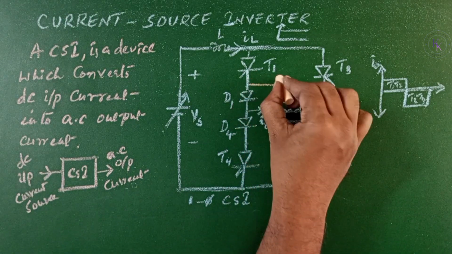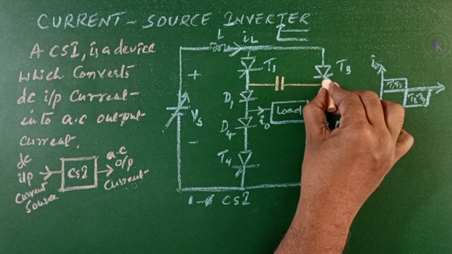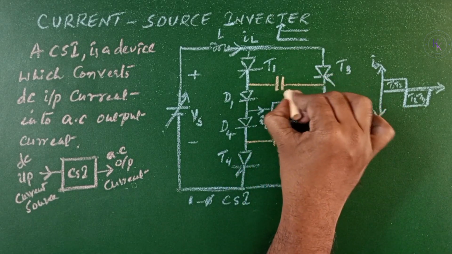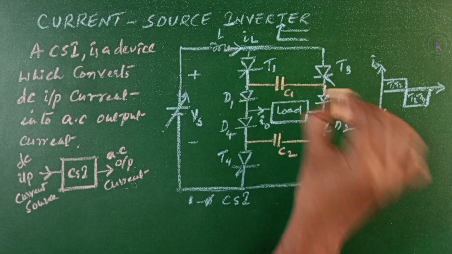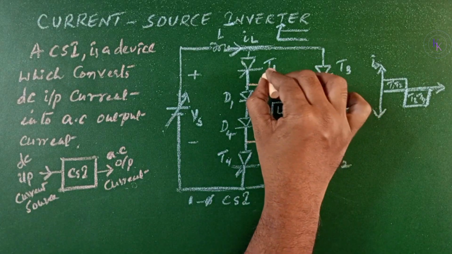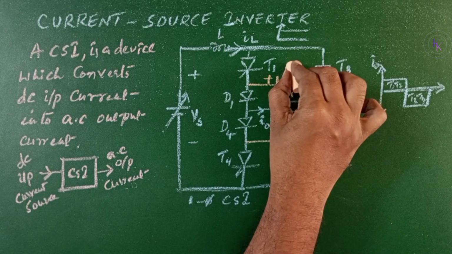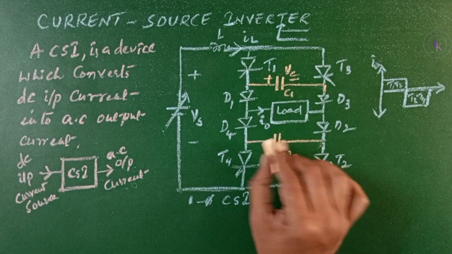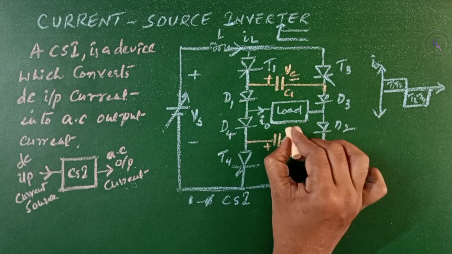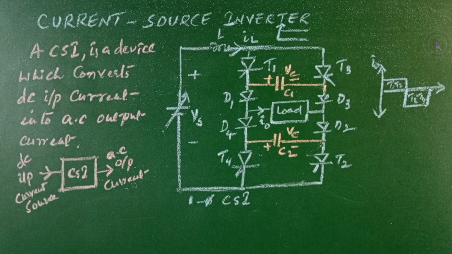By adding a capacitor here and here, let this be C1 and this be C2, to the circuit, these two can take care of the commutation process of the thyristors. Let us assume that T1, T2 are conducting initially. Then the capacitor C1 is charged with the polarity positive and negative as shown, with the voltage Vc, and the capacitor C2 is also going to charge to the voltage Vc with the polarities positive and negative.